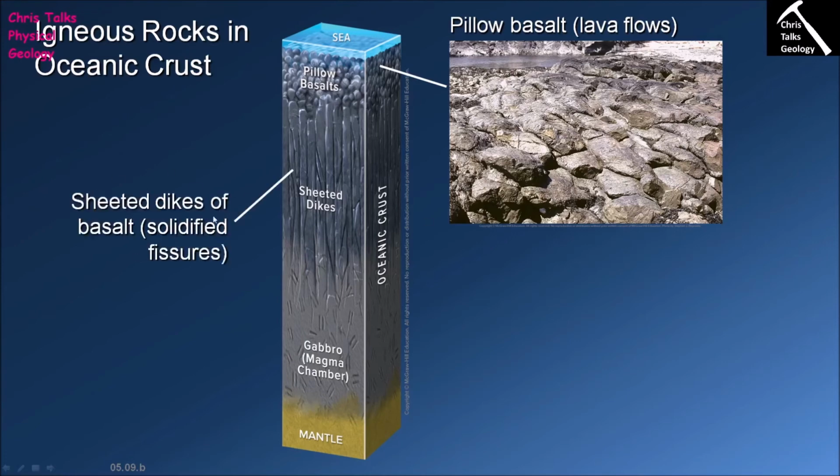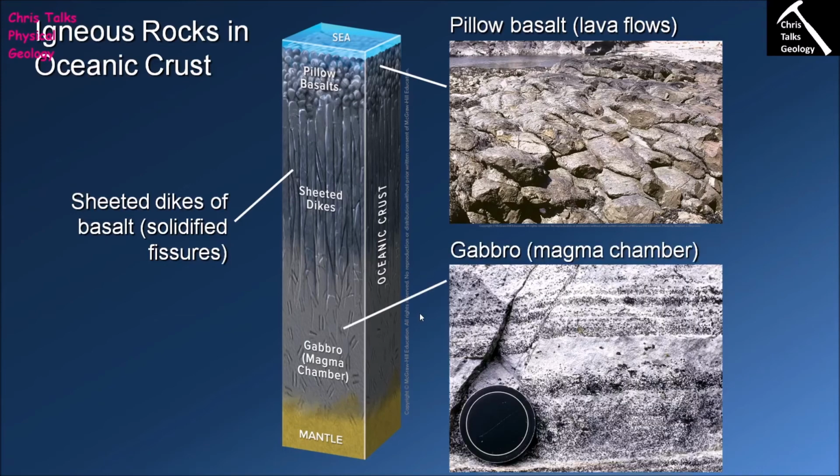So then underneath that we have our sheeted dike complex, which, as I said, are these vertical sheets of mafic igneous rocks which get essentially injected along fractures in the oceanic crust. And then, of course, we have our gabbro, and that represents our magma chamber that is actually supplying the magma to be injected into the crust to form the sheeted dike complex and the pillowed basalts.